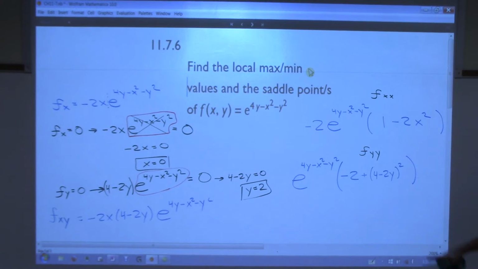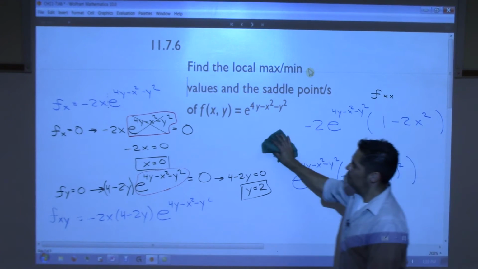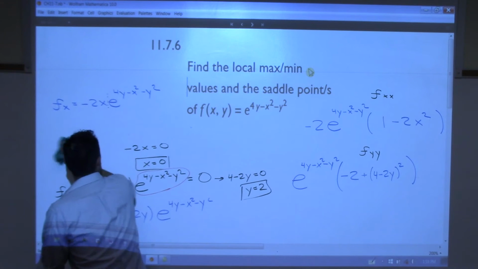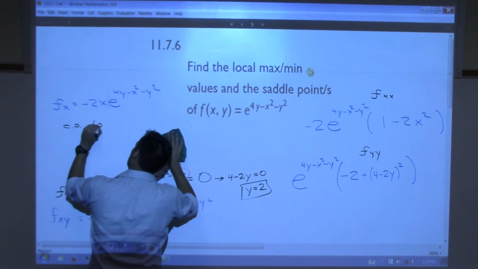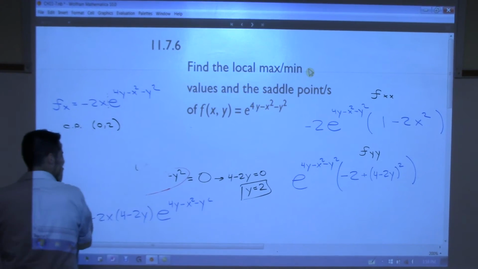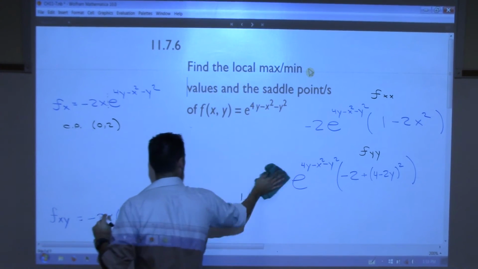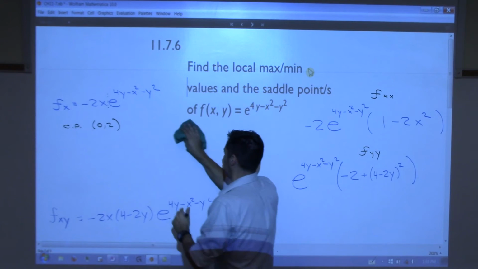0, 2. I'm going to erase everything I just had there because I'm going to keep all this stuff up here because I'm about to compute D at that point 0, 2. So my critical point is the point 0, 2. And now I'm going to get D.